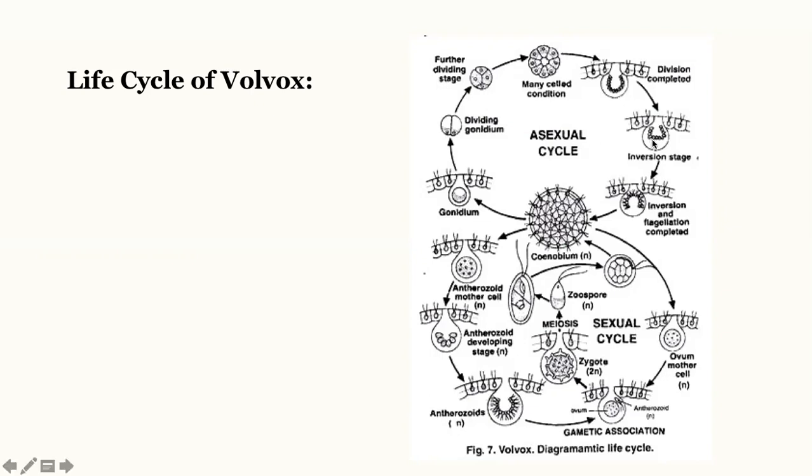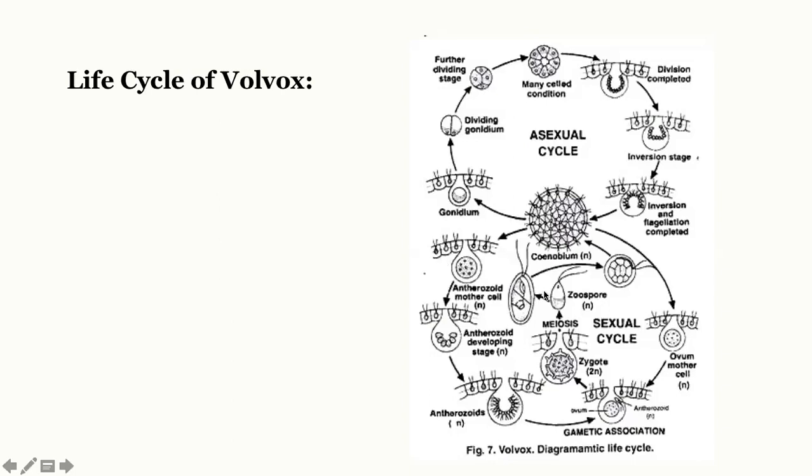And then gradually it will undergo a process known as inversion, so that the anterior ends face towards the periphery. Once that is completed, the phialopore gets closed. Each cell will start forming its own eyespot and flagella, cell wall formation, gelatinous formation, and it gets converted into a colony itself. In the case of sexual reproduction, it is oogamous.